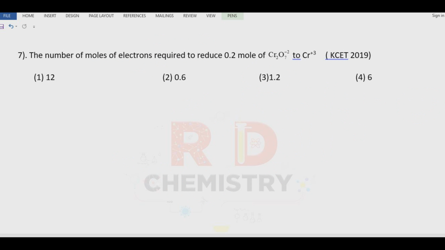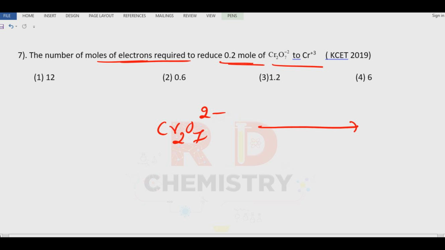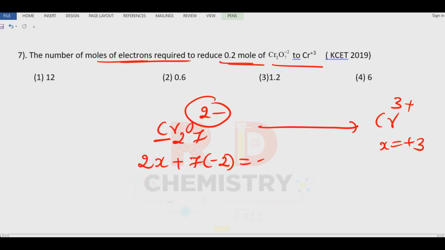Question number 7. Number of moles of electrons required to reduce 0.2 mole of dichromate to chromium 3 plus. Dichromate Cr2O7 2 minus gives you chromium plus 3. Easy to write. Now we'll calculate chromium here. There are 2 chromium atoms into X unknown, plus 7 into the common oxidation number of oxygen, minus 2. Total charge is minus 2. Correct? We solve this one. X is equal to how much you'll get? Plus 6 you'll get.